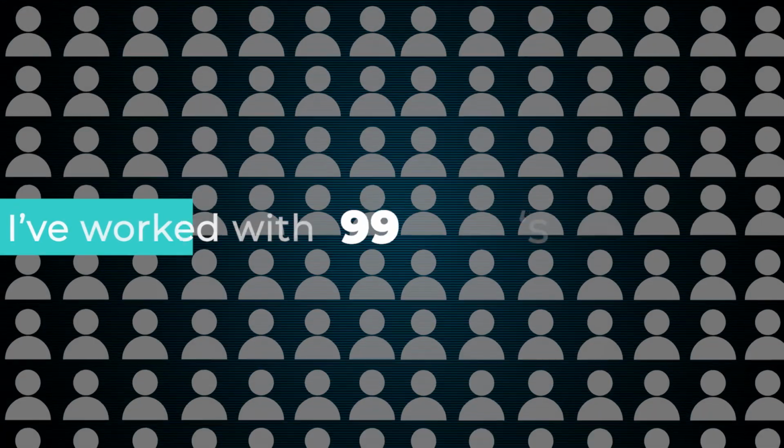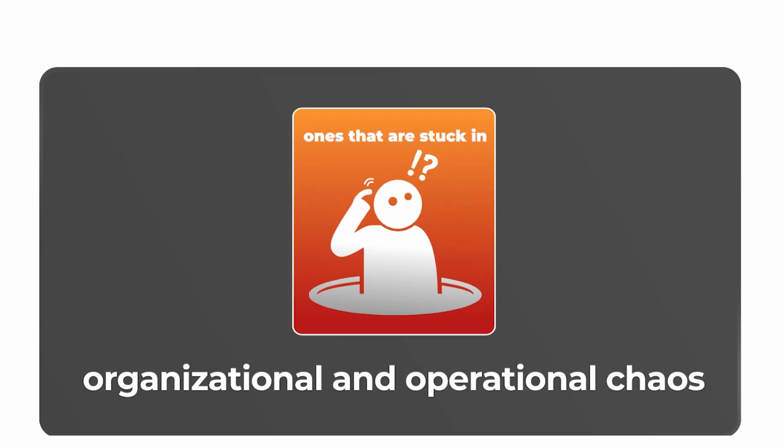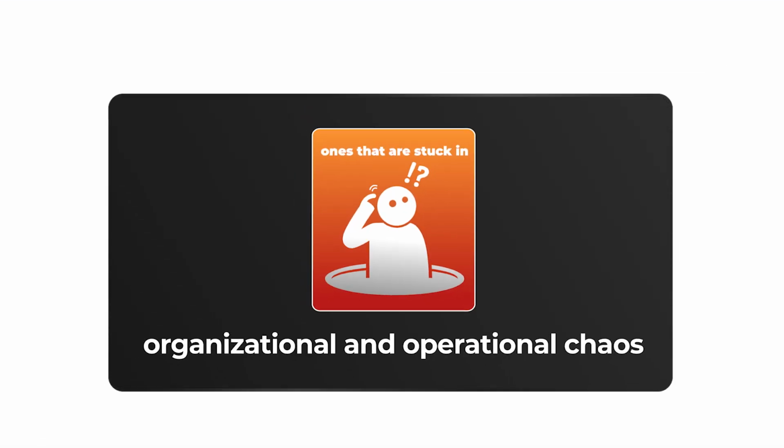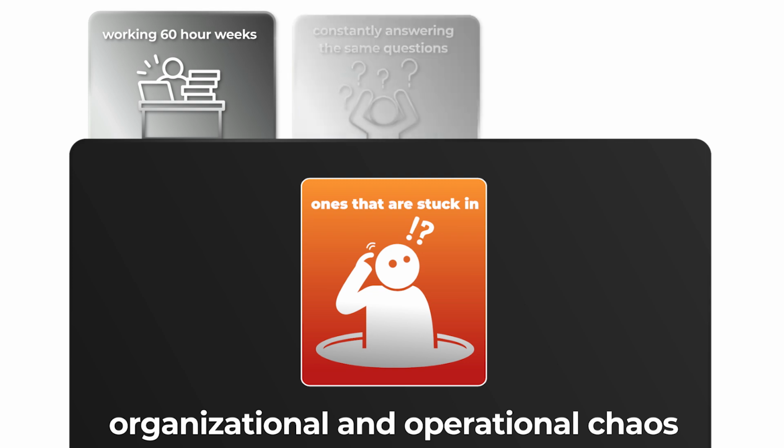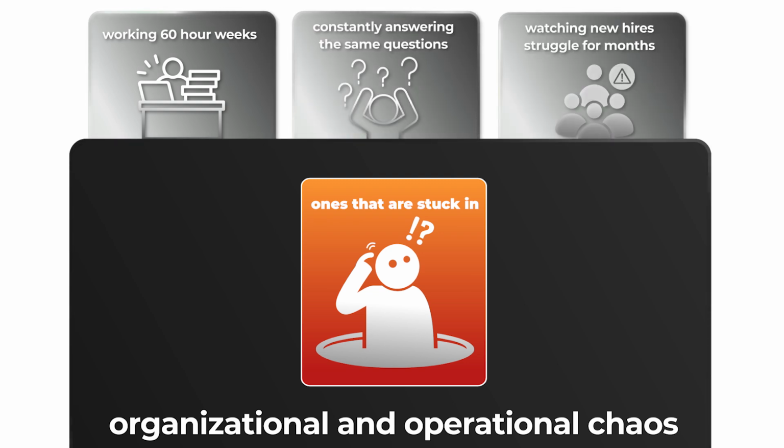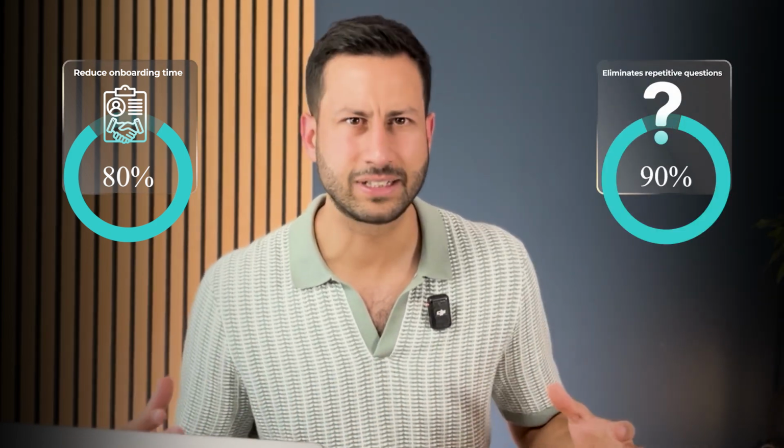I've worked with hundreds of businesses, and the ones that are stuck in organizational and operational chaos, working 60-hour weeks, constantly answering the same questions, and watching new hires struggle for months, they're the ones missing this fundamental relationship between the two. But businesses that get this right, they reduce onboarding time by 80%. That eliminates up to 90% of those repetitive questions that just drain your life energy every single day.